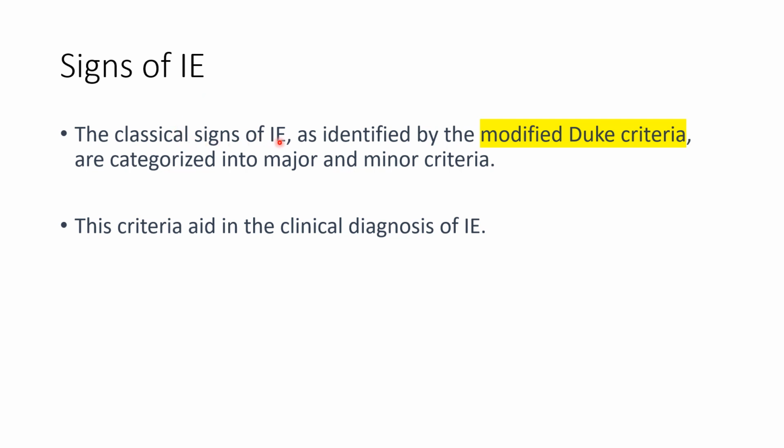So what are the signs of infective endocarditis? The classical signs of infective endocarditis are identified by the modified Duke's criteria, meaning all the signs of infective endocarditis are grouped into major and minor criteria, and as a whole we call it modified Duke's criteria. This criteria will aid in the clinical diagnosis of infective endocarditis. So here you can see all the signs are grouped into major and minor criteria.